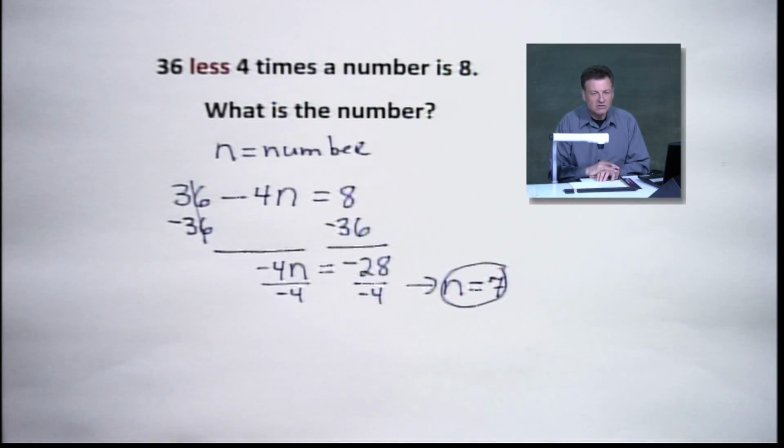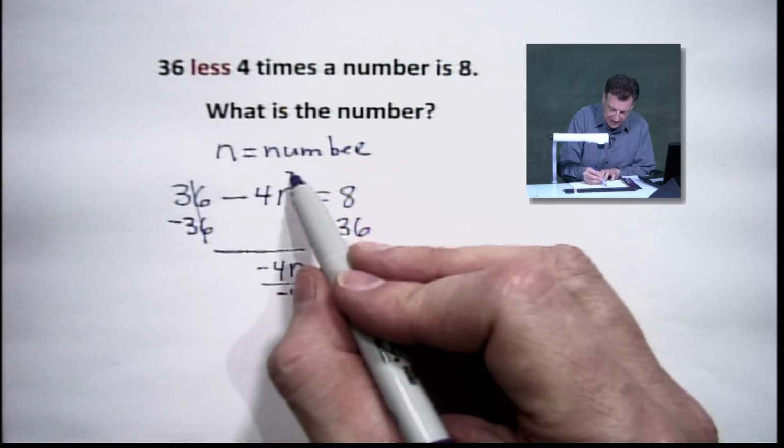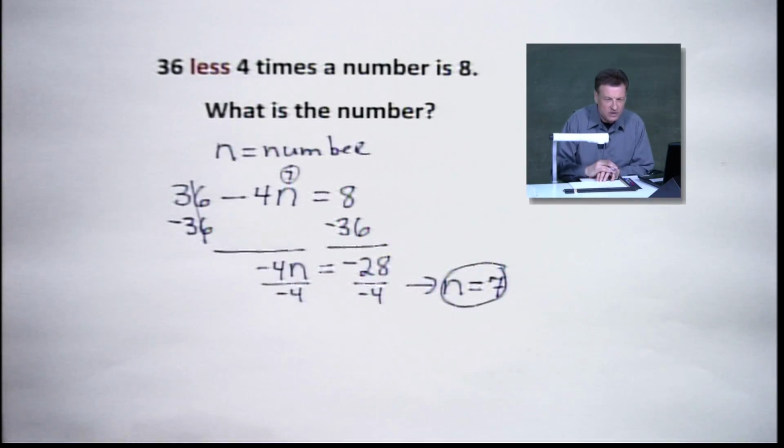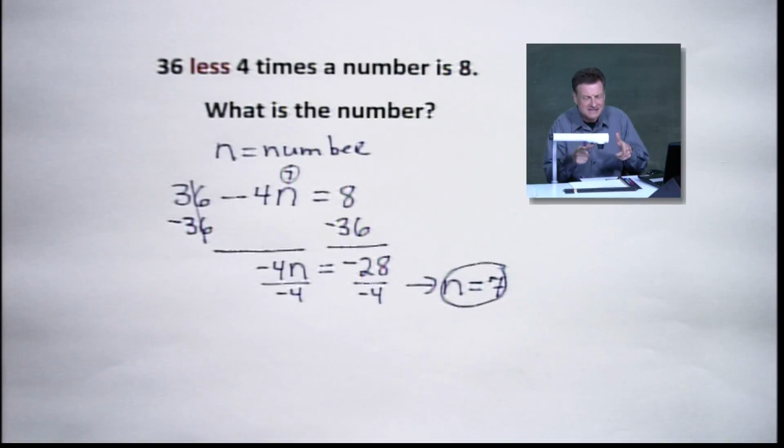Now, is that true? You say, well, Ernie, let's see. Let's check. Put the 7 right back in here, and I'm going to say 4 times 7 first because my dear Aunt Sally says multiply before you subtract, all right? So let's do that. Let's do the multiplication.